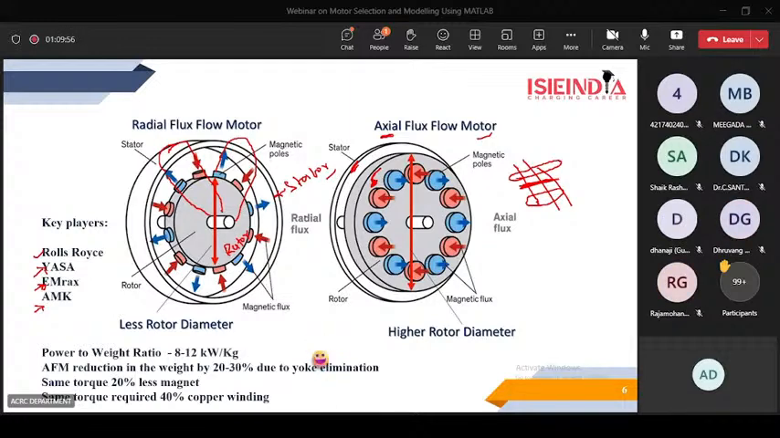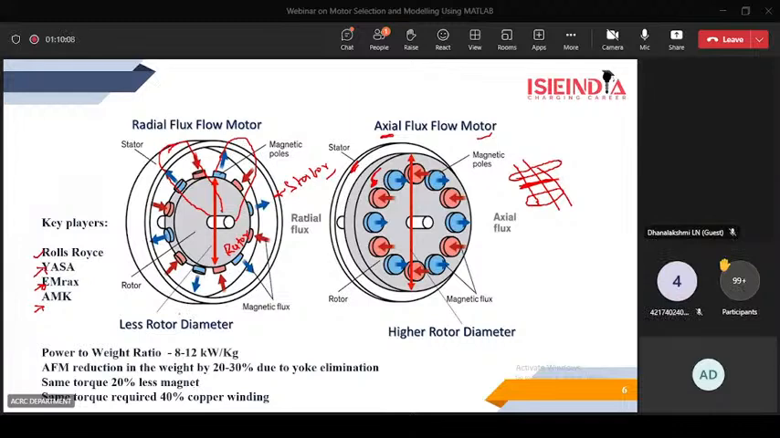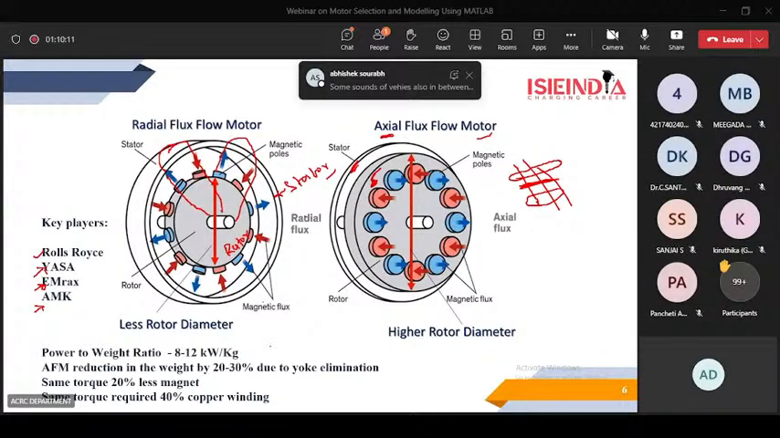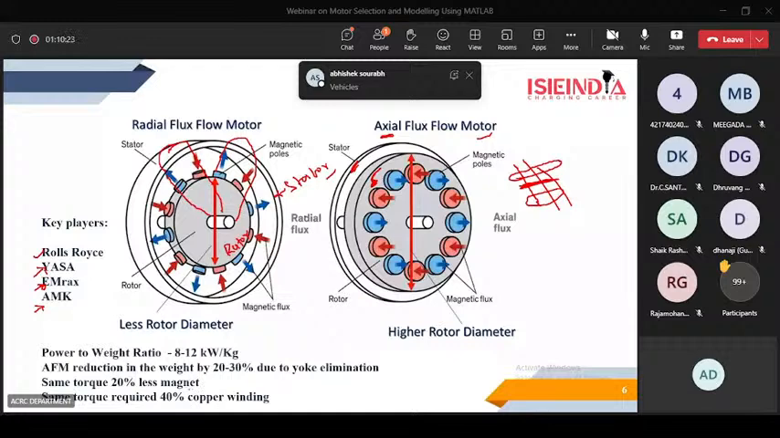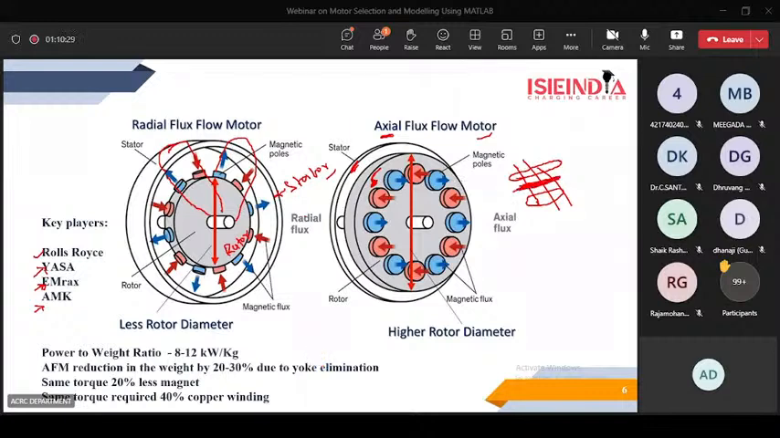Now, the axial flux motor has a weight reduction of 20 to 30% due to the yoke elimination. In motor construction we have a yoke on the stator part, but in the axial flux motor we don't have a yoke. So due to the yoke elimination, the weight is reduced. And they also provide better torque, because as I already told, the magnetic field lines are parallel to the direction of the axis of rotation, so there is more flux linkage.